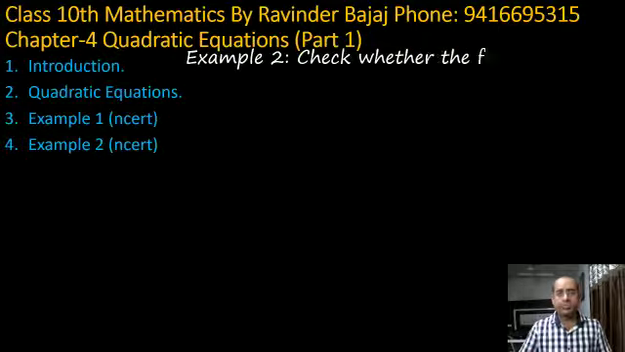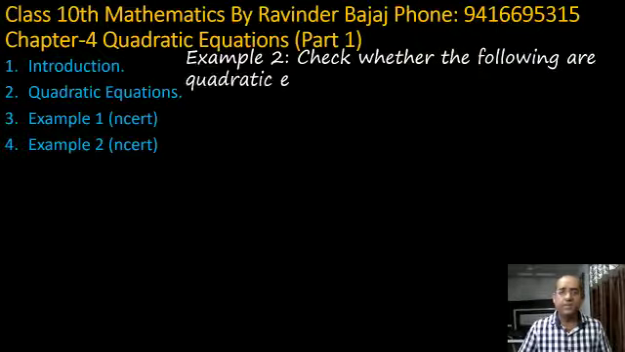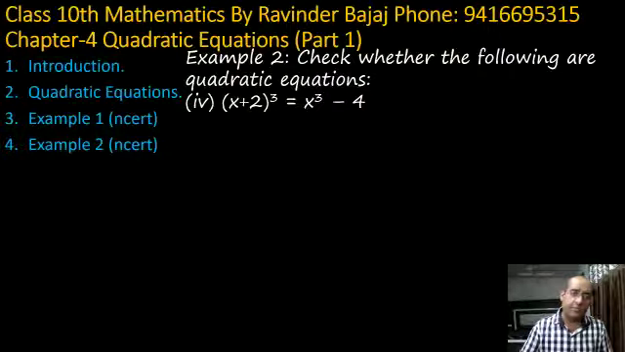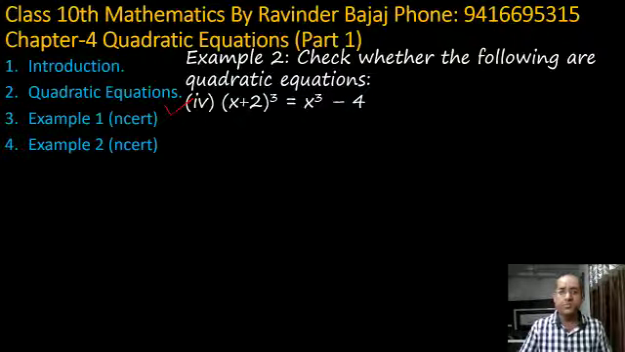It is example number 2 again. Check whether the following are quadratic equations or not. This is part 4 I'm doing for you. Here a cube is given: x plus 2 whole cube is equal to x cube minus 4. So if I look at this equation, power 3 is coming. But I told you that if it is not written in standard form, we cannot say it's a cubic equation. First we need to convert it into standard form, then we will decide whether it's a quadratic equation or not.